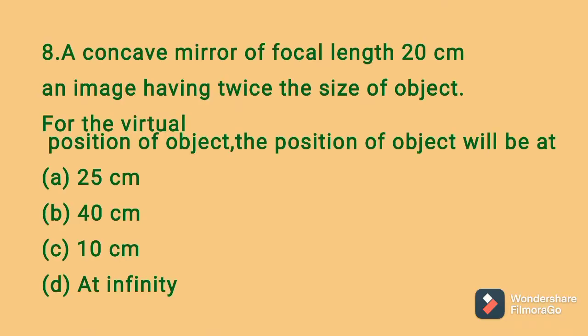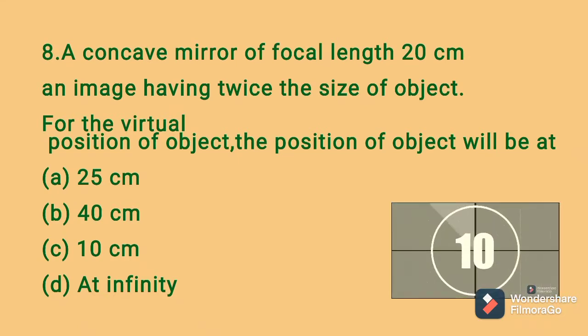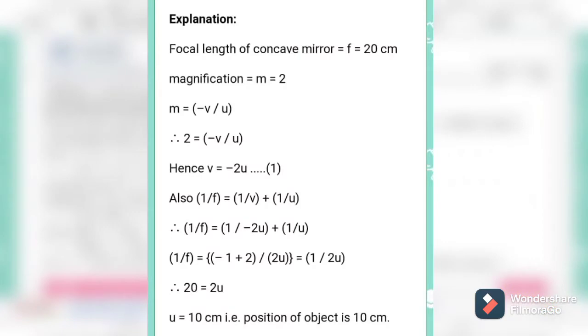Question number 8. A concave mirror of focal length 20 cm forms an image having twice the size of the object. For the virtual image, the position of the object will be at: option A 25 cm, option B 40 cm, option C 10 cm, option D at infinity. And the answer is option C, 10 centimeters. Have an explanation, look at this.